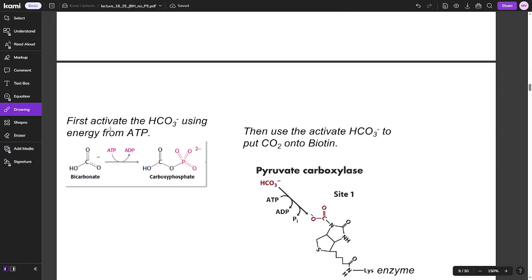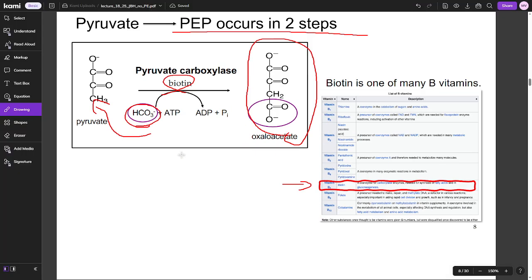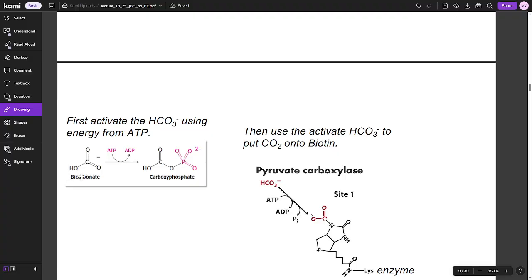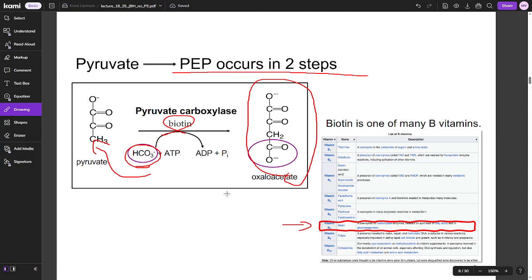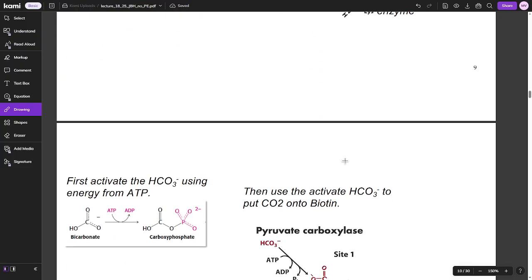So if we look at how this works, we need ATP. Why do we need the ATP? We use the ATP to activate this bicarbonate to then add it on to pyruvate carboxylase. By activating this bicarb and turning it into this carboxyphosphate, we are able to then attach this carboxyl group to biotin. And you don't have to know the exact mechanism.